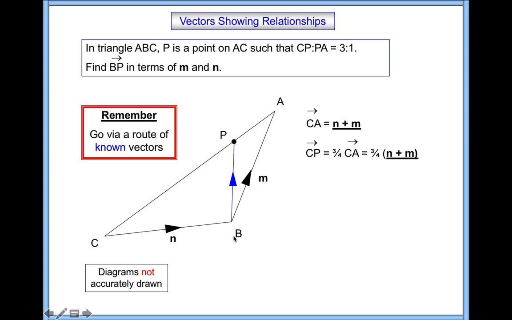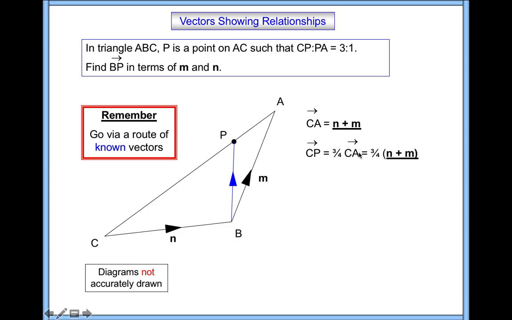So vector BP is going to be, first we will find CP for that. Vector CP is what I told you already. Vector CP is 3/4 of CA, right? 3/4 CA. If the line AC is divided into 4 equal parts, CP is 3/4 of the total. 3/4 of CA. That's what I told you.